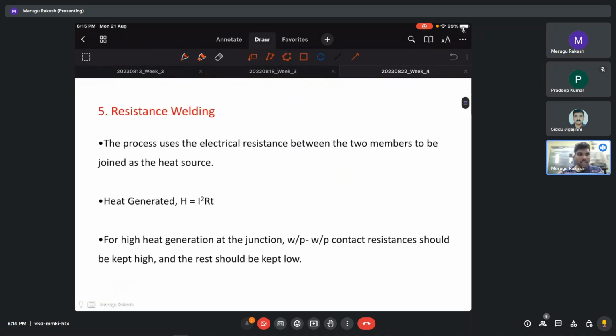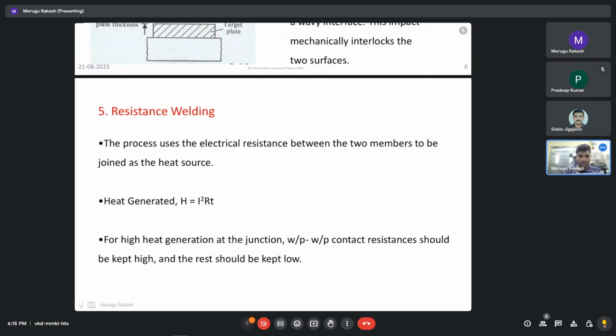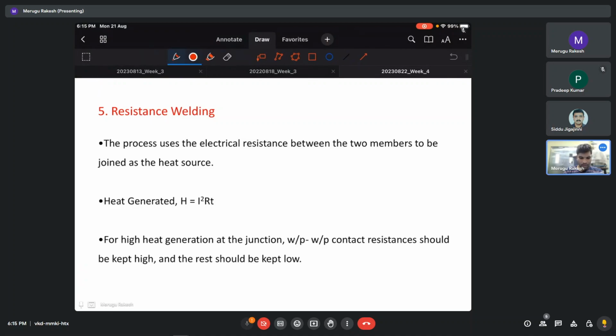Then we have resistance welding, in which we take advantage of the electrical resistance of a material. The process uses electrical resistance between the two members that are going to be joined. The heat generated is equal to I squared R T, where I is the current, R is the resistance, and T is the time. For high heat generation at the junction, the workpiece contact resistance should be kept high and the rest should be kept low.